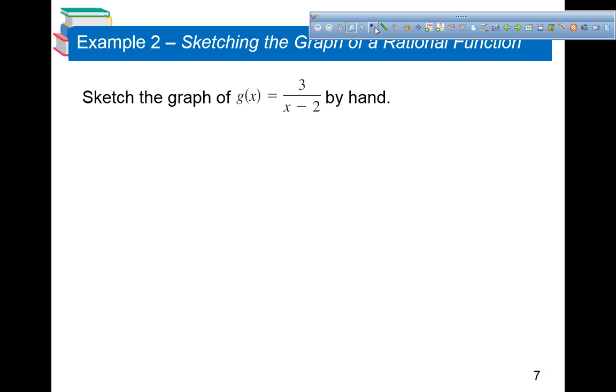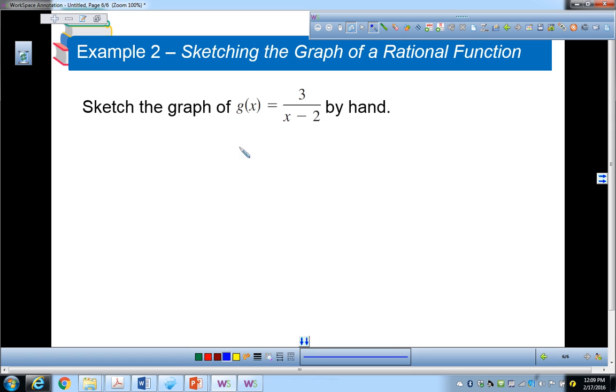Sketch the graph by hand. Okay. So we're going to go through these steps. First, what's the first thing you want to do? Find the y. No. Simplify. Okay. Can this be simplified anymore? You can't. So unless it's something to be factored, you just leave it alone. Okay. So 3 over x minus 2. There's no simplification.